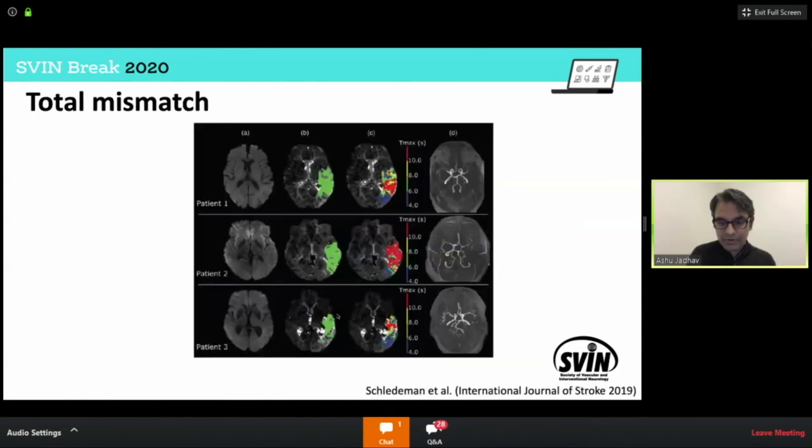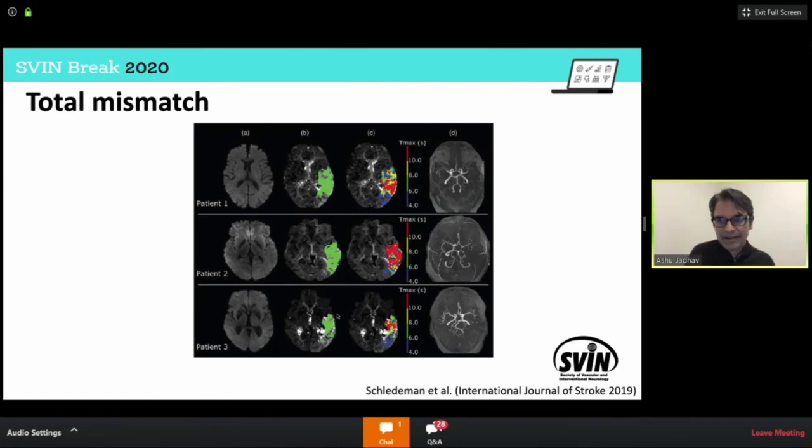So there are, of course, also patients who can have total mismatch, and this is kind of a rare population, but it can certainly be identified by MRI and perfusion imaging. So that is, there's no core, zero core, and tissue at risk.